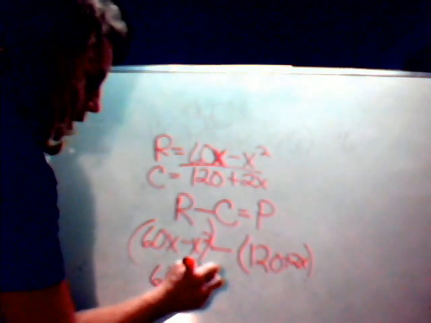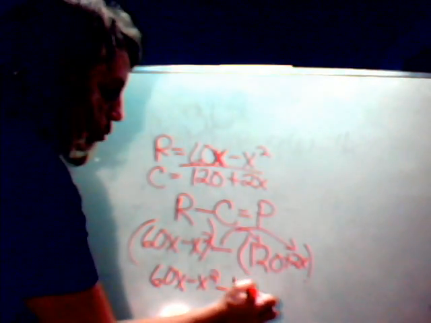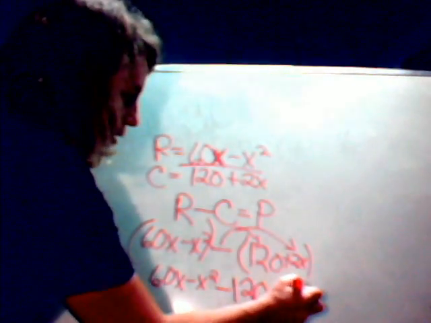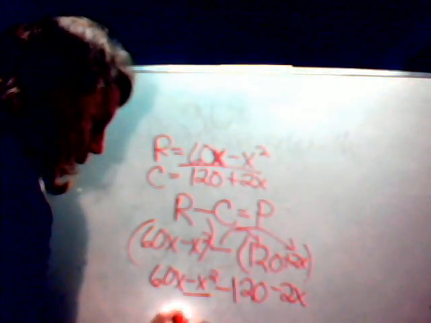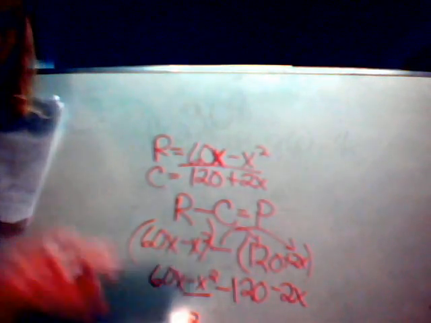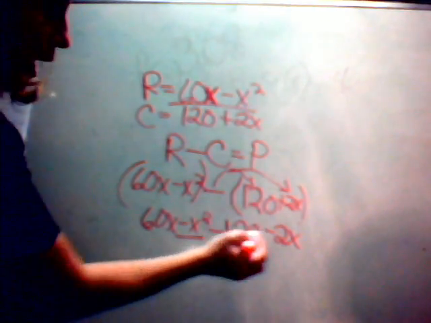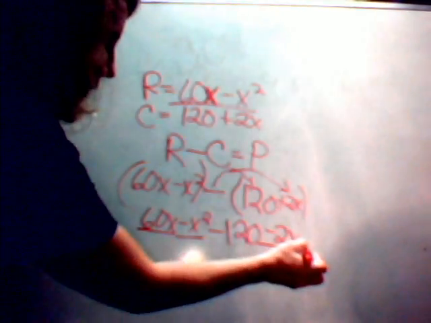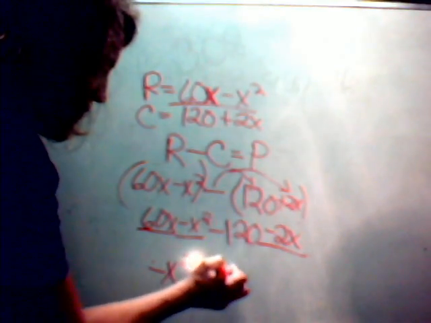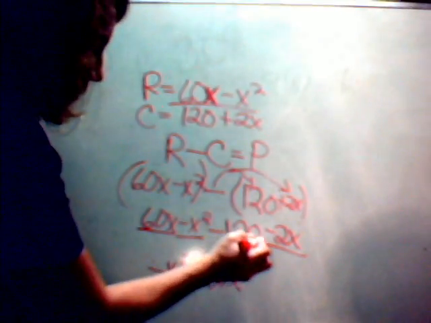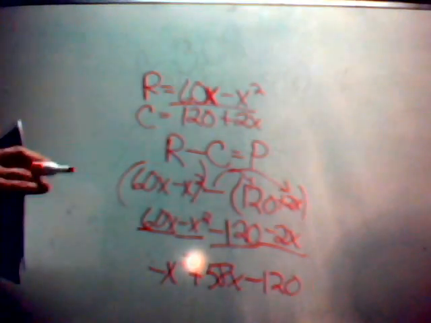Now let's distribute the negative and simplify. So 60x minus x squared just comes down, distribute the negative in, minus 120 minus 2x. Let's simplify all that mess. Bring our x squared down because we want to put it in descending order, highest exponent first. Now, 60x minus 2x. That's going to give us positive 58x. And then bring down our constant, negative 120. And there is our profit equation.